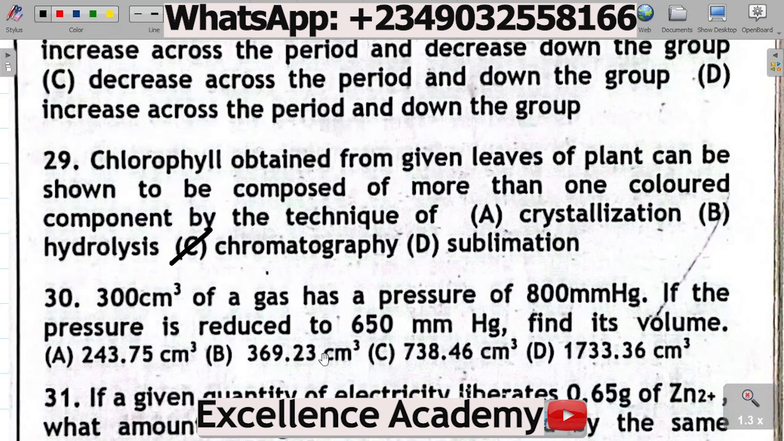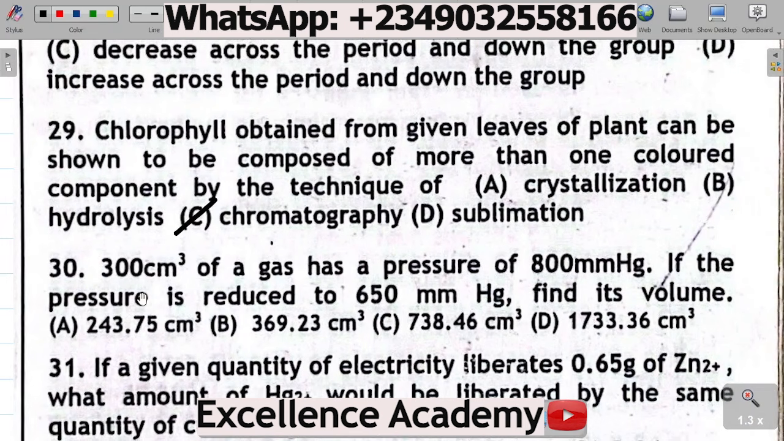You want to note that C, chromatography, is a method of separating the constituents of a mixture by taking advantage of their different rates of movement in a solvent or over an absorbent medium. So C, chromatography, is the correct answer.